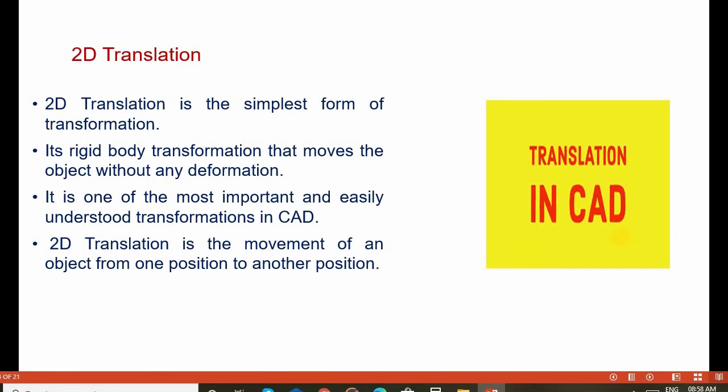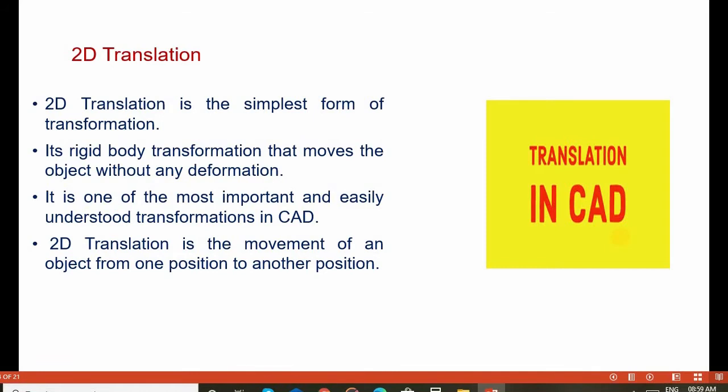First we will see the translation process. In two dimensions, translation is the simplest form of transformation. It is a rigid body transformation that moves the object without any deformation. Simply, it translates one coordinate system to another coordinate system. It does not change the dimensions of the object. Only the coordinates of the object are transferred, and no deformation takes place.